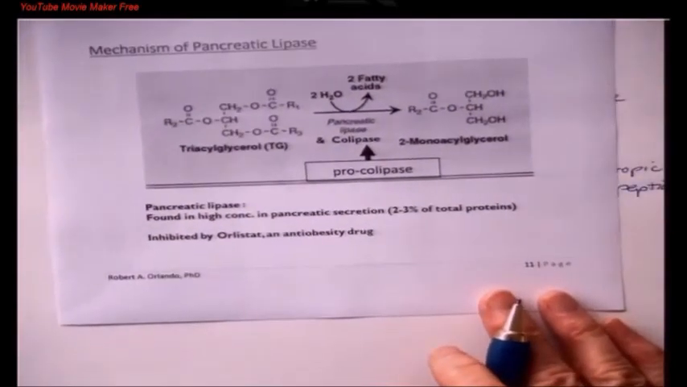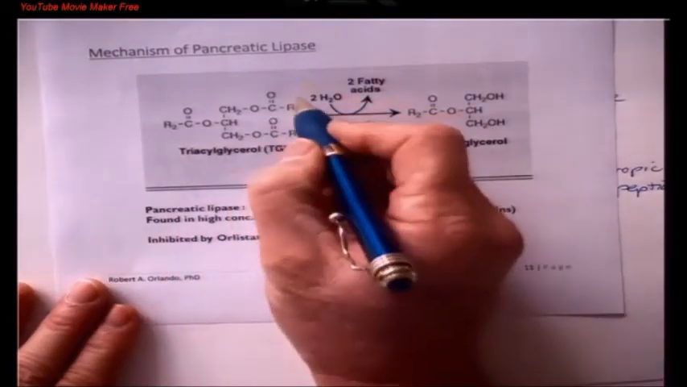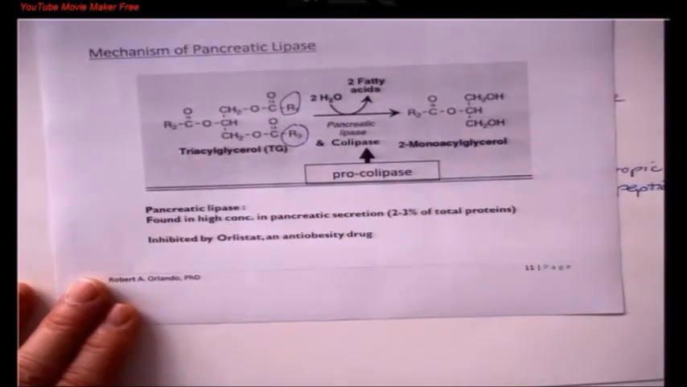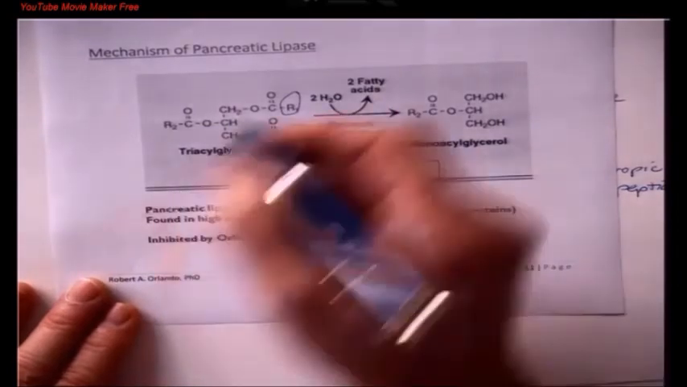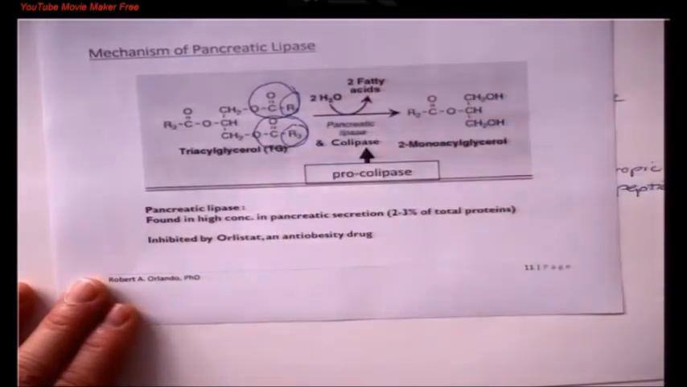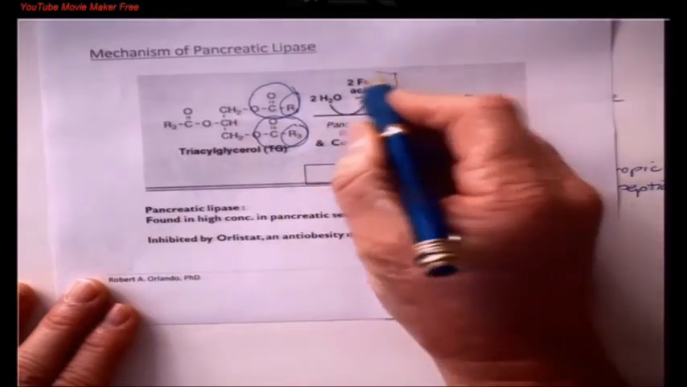Here's another description of what's happening. Our triglyceride, we're removing this fatty acid, that fatty acid. I should draw it that way, be complete. And then we're left with that 2-monoglyceride structure and our 2 fatty acids.